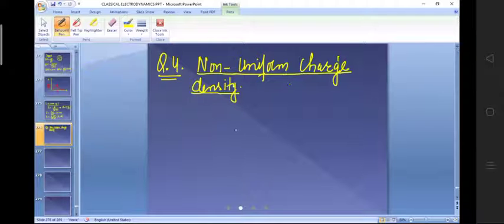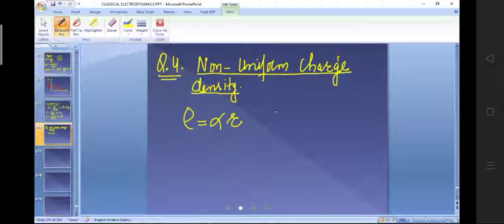So if it is non-uniform charge density, then in that very case, for sure rho will be given as a function of r. Rho must be given as a function of r. So that means it's like this. For example, we'll do an example like this. Rho is given, it's equal to a constant. Suppose that constant is something like alpha multiplied by r. It's something like this.